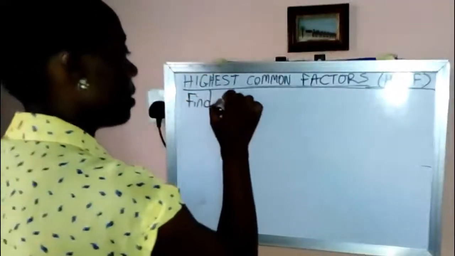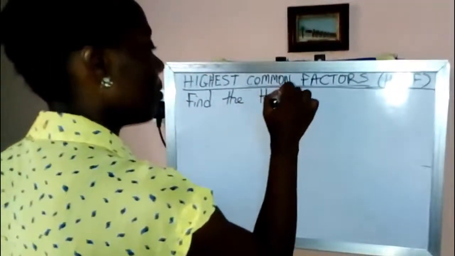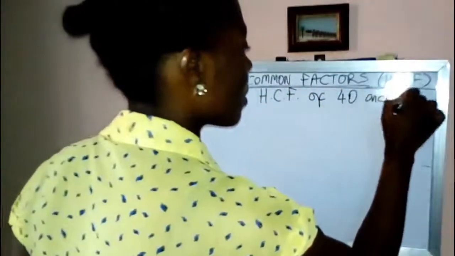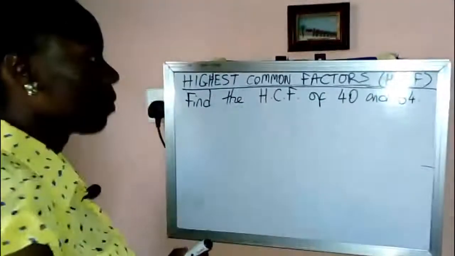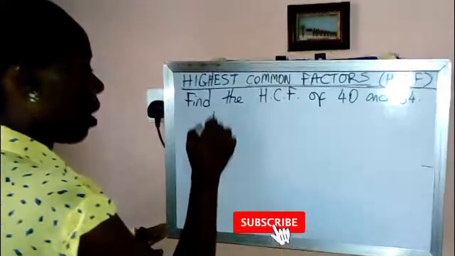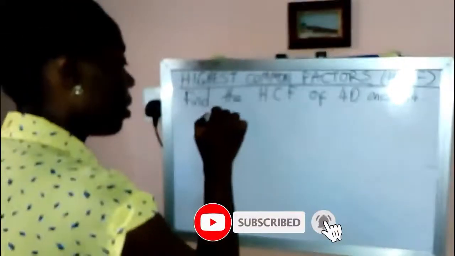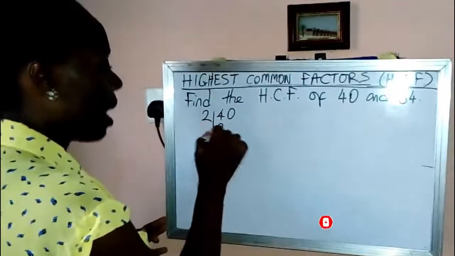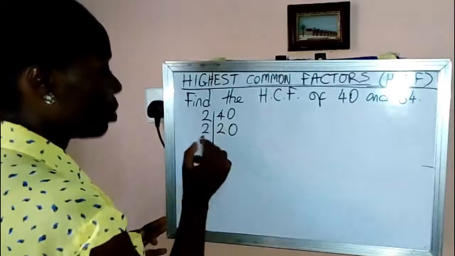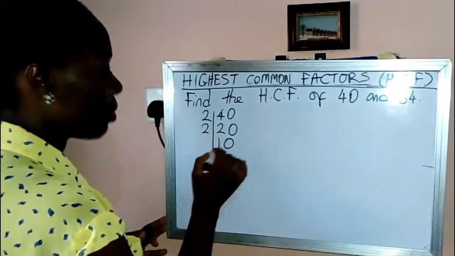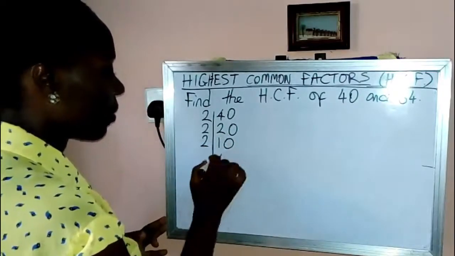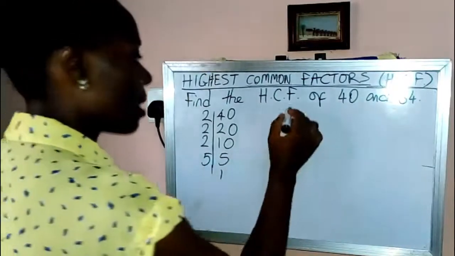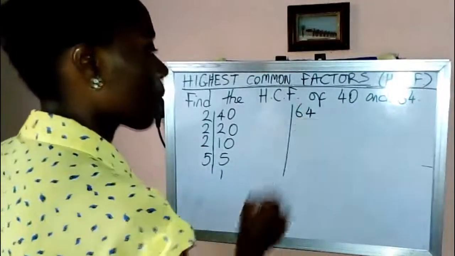Find the HCF of 40 and 64. Alright, so let's use our prime factors method. The smallest number that can go into 40 is 2. 2 into 40, I have 20. 2 into 20 is 10. 2 into 10 is 5. 5 into 5 is 1. Alright, let's see for 64.